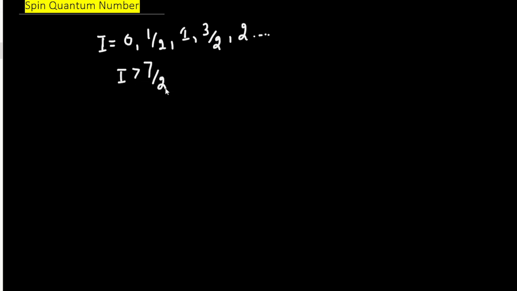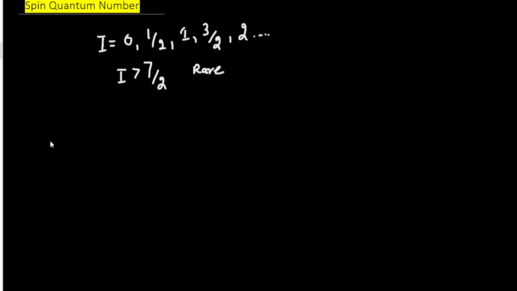Today our topic is the spin quantum number, and the spin quantum number may have the value of 0, 1/2, 1, 3/2, 2. It is represented by I. So these are the values, and so on. A spin quantum number more than 7/2 is a very rare case.